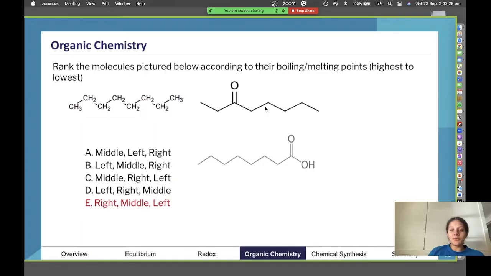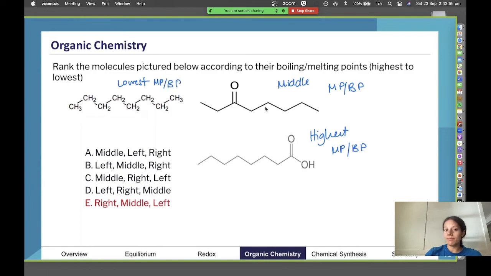Alrighty, so we're going to go from the right to the middle to the left. So that means this one here has our highest melting point / boiling point. This is our middle, kind of medium melting point / boiling point relative to the other two. And the one on the left is our lowest melting point / boiling point. So let's have a think about why that is.